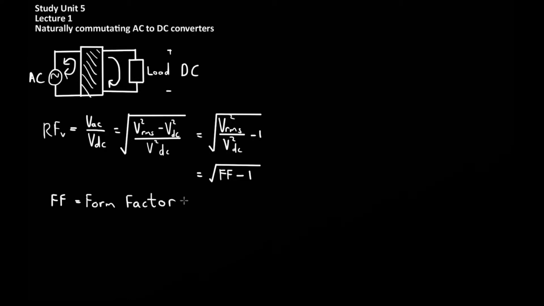The first circuit that we'll examine in this study unit is the single phase half wave rectifier. In other words, the AC source only has a single phase and is only a half wave rectifier because only half of the AC cycle is used to generate the DC voltage.